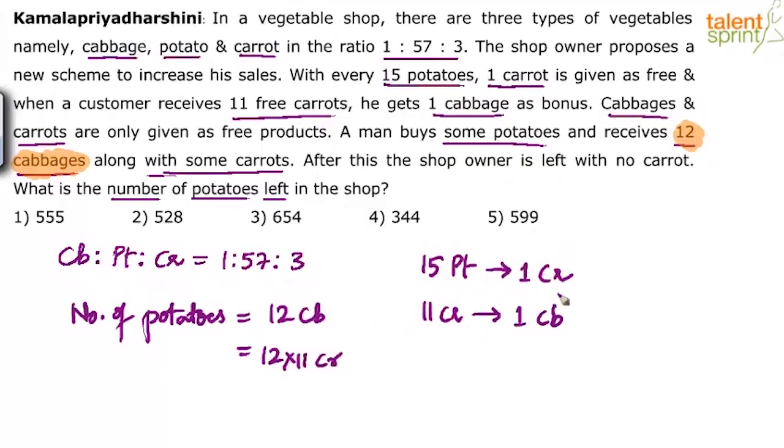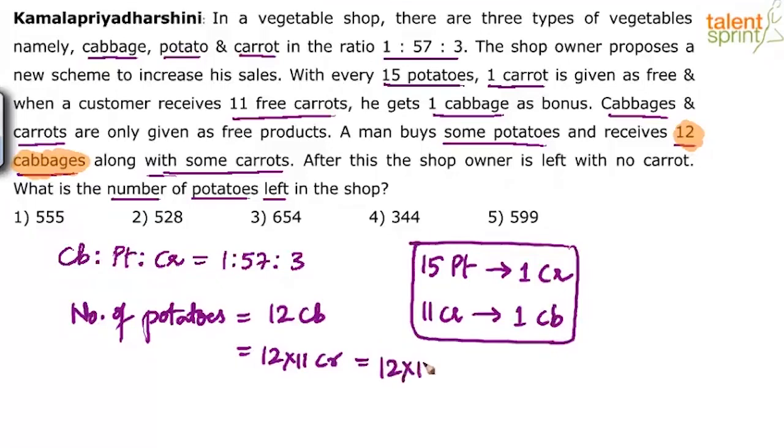Right? We know that he gets 1 carrot for 15 potatoes. So 12 into 11 carrots is equal to 12 into 11 into, each carrot can be replaced with 15 potatoes? Yes. So we can now conclude that the number of potatoes that he has bought is 12 into 11 into 15, right? Yes or no?